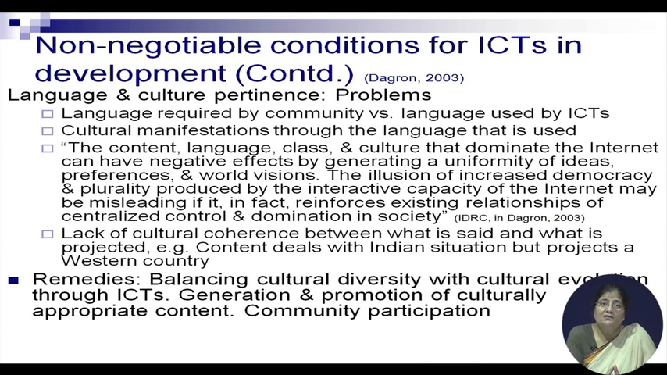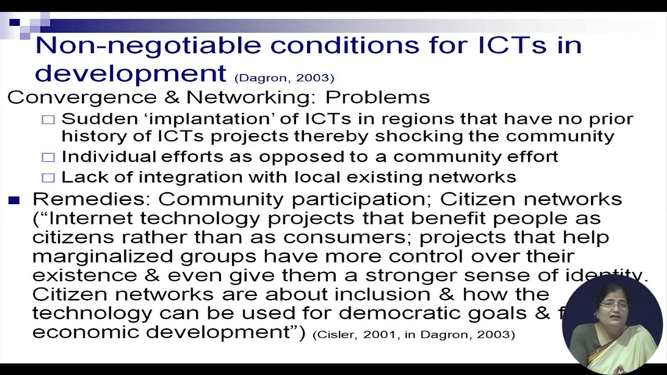The remedies are balancing cultural diversity with cultural evolution through ICTs, generation and promotion of culturally appropriate content, and community participation. The remedy for most of these problems is community participation. Convergence and networking.